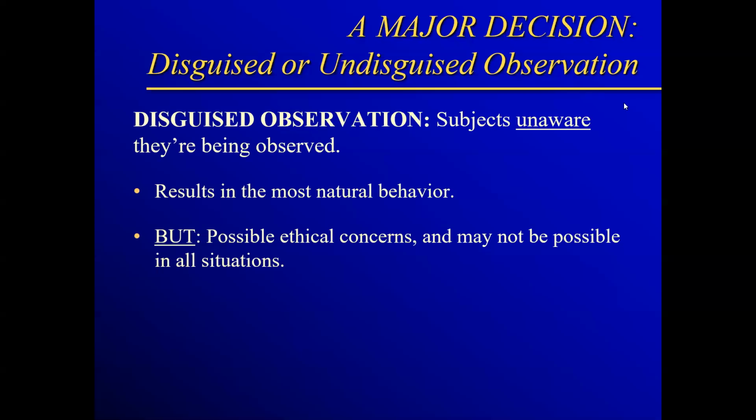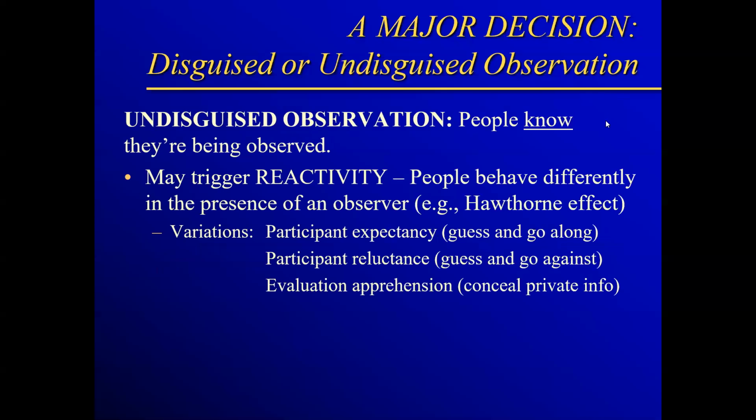So that's disguised observation. Undisguised observation is when people know they're being observed. However, this may trigger reactivity, where people behave differently in the presence of an observer. We all act differently if we know people are watching. If you didn't have your camera on, would you be sitting here watching this lecture? Maybe, maybe not. This is called the Hawthorne effect, the idea that people act differently in the presence of an observer, and it came about in a relatively interesting way. A business did a study where they wanted to maximize productivity.